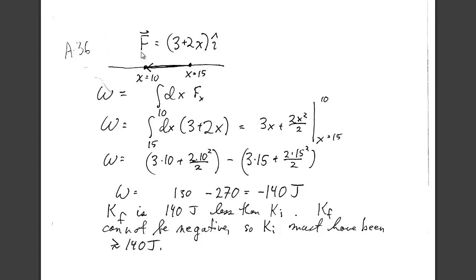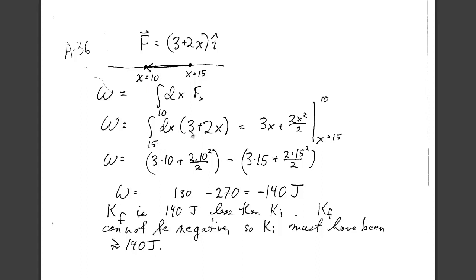Let's calculate the work done first. General formula, the work is the integral of dx F of x. F sub x is the x component of the force. Remember, components are scalars, not vectors, so the x component of the force, as seen in the next line, is 3 plus 2x, not 3 plus 2x times I hat. The particle proceeds from x equals 15 to x equals 10, so we do an integral from 15 to 10.